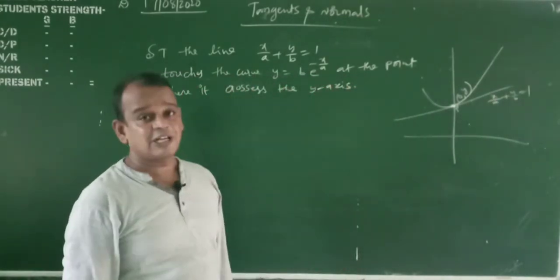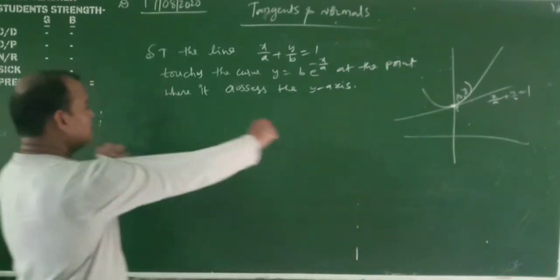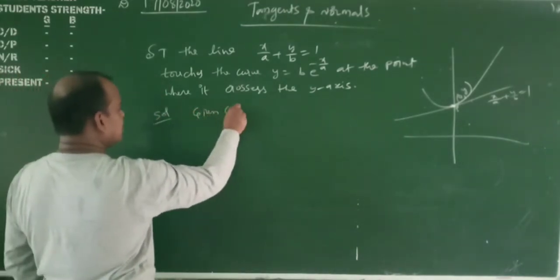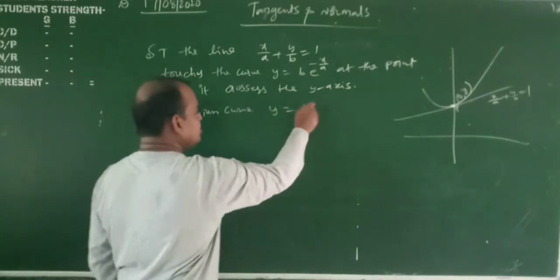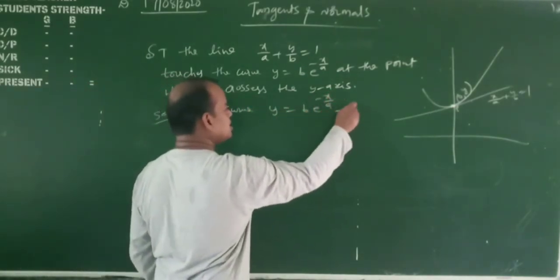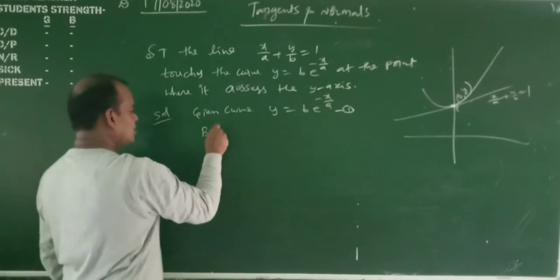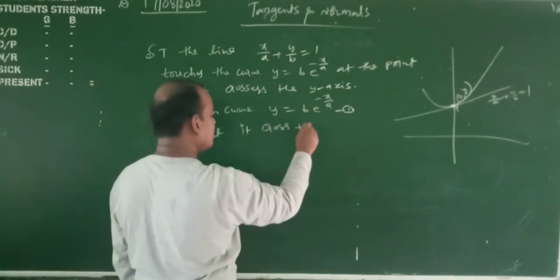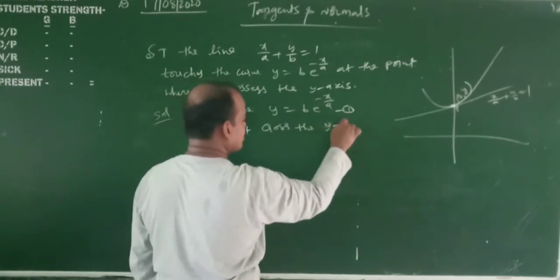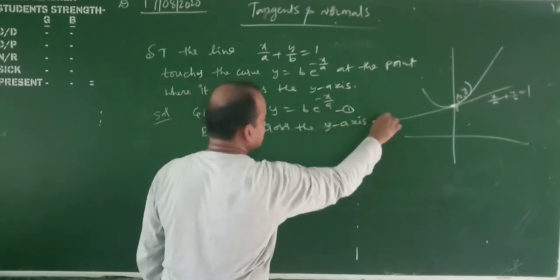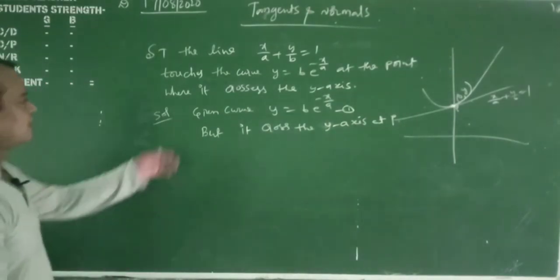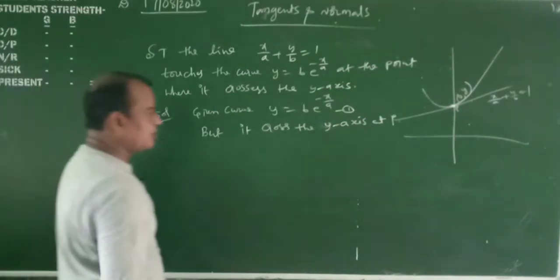Very important question. What is the given curve? Listen. The given curve is y = b e^(-x/a). Let it cross the y-axis at a particular point P.